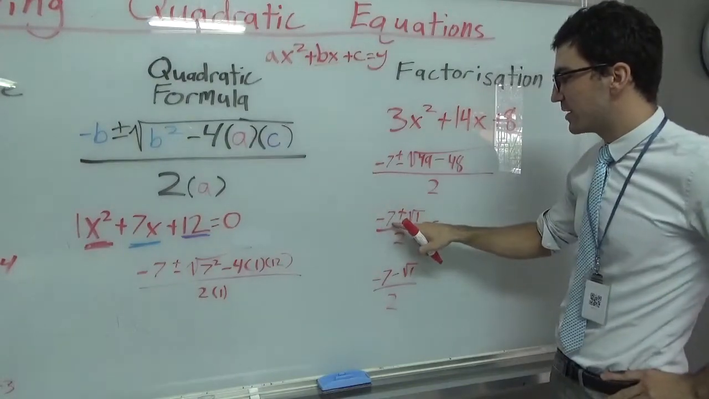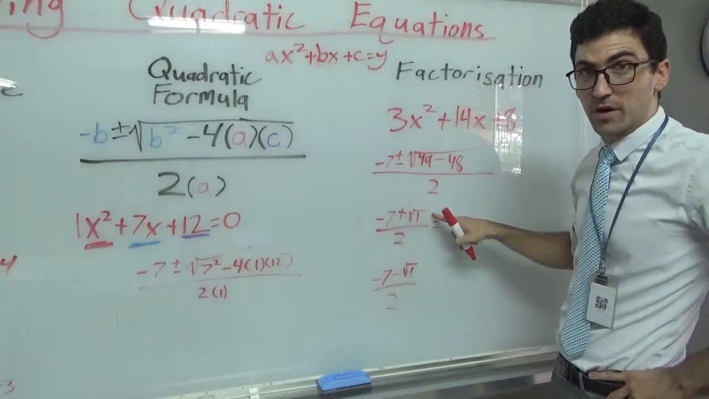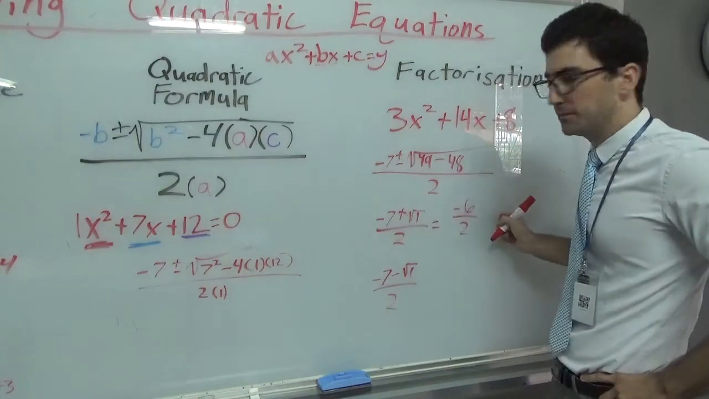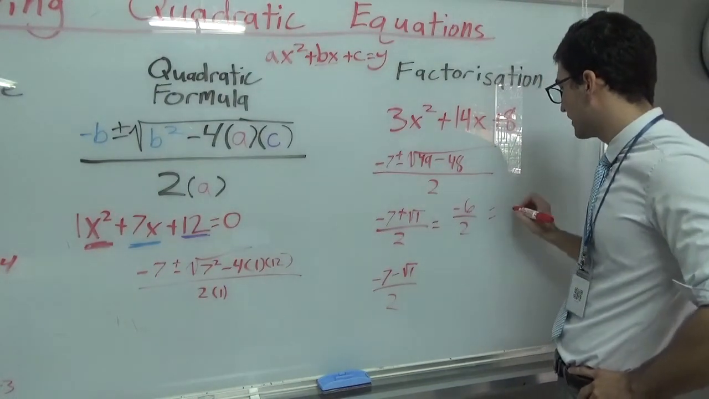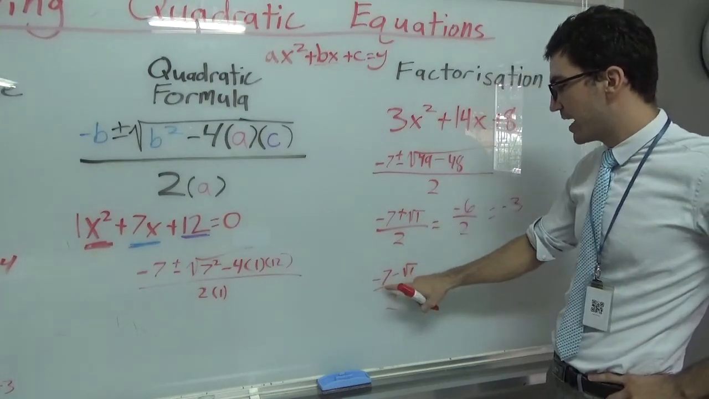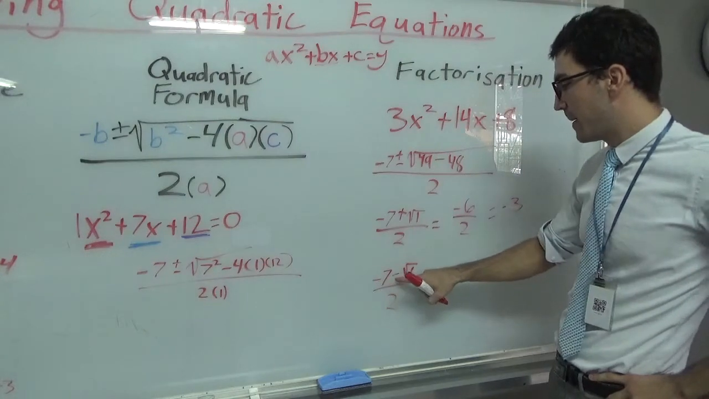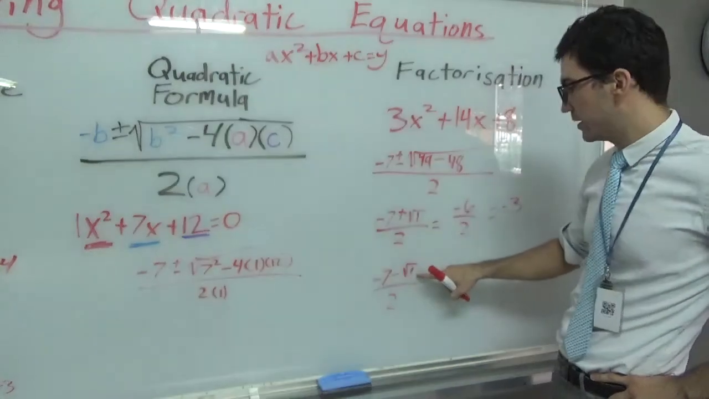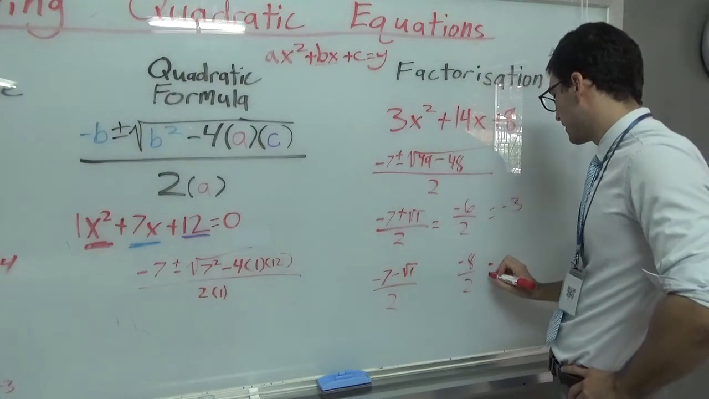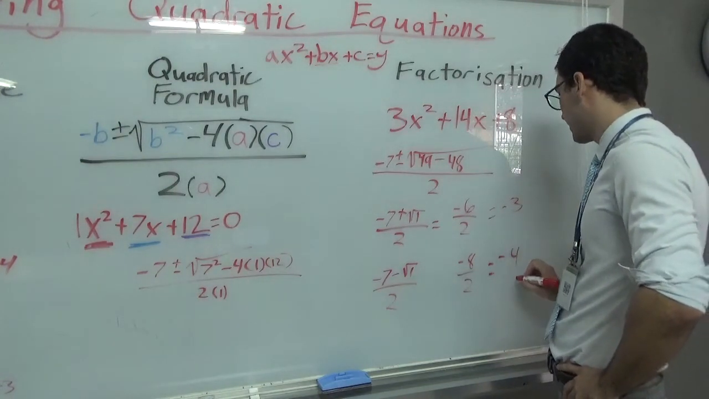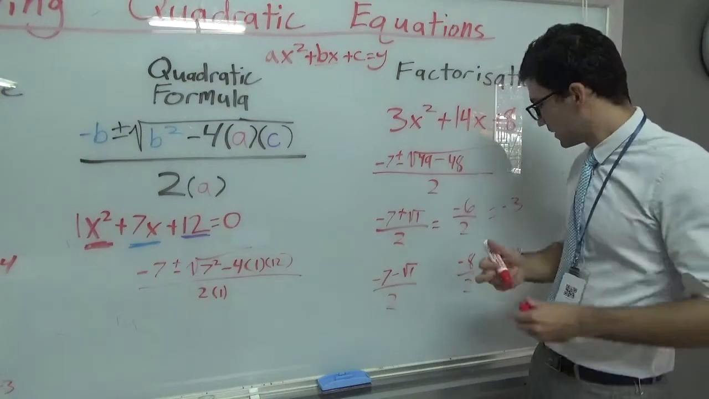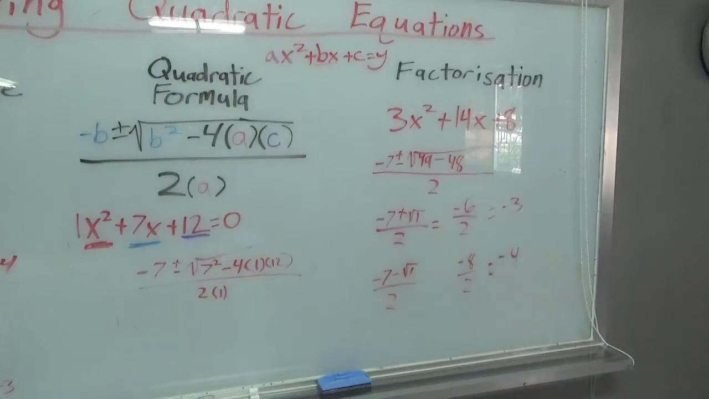So negative 7 plus the square root of 1 will be negative 6 over 2, which is equal to negative 3. And this one we have negative 7 minus the square root of 1 will be negative 8 over 2. So we have negative 4. Let's see if that is what we have.